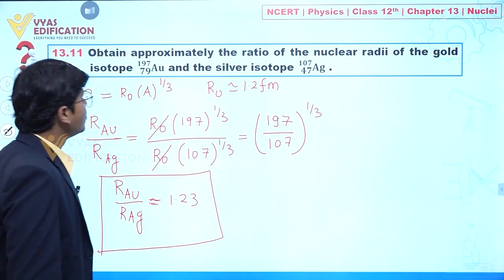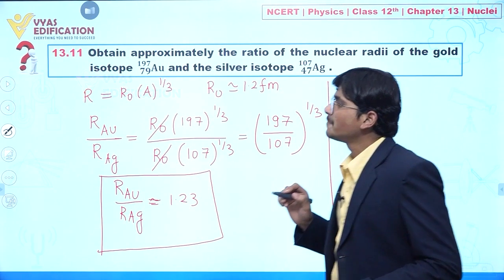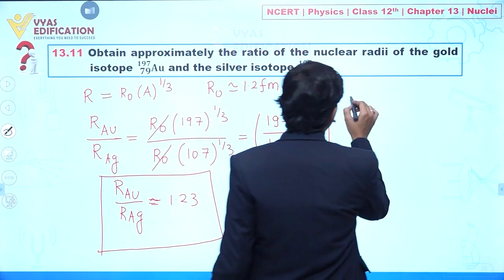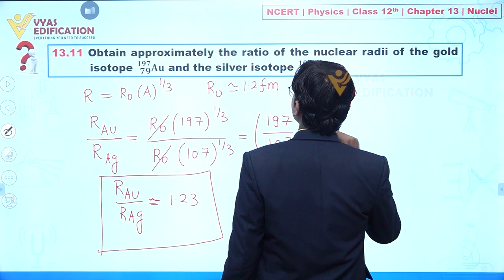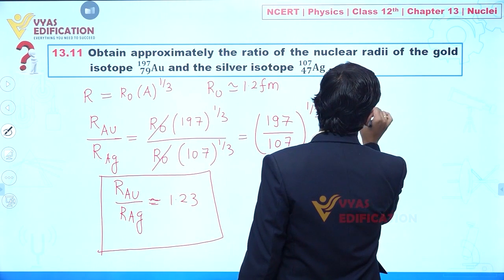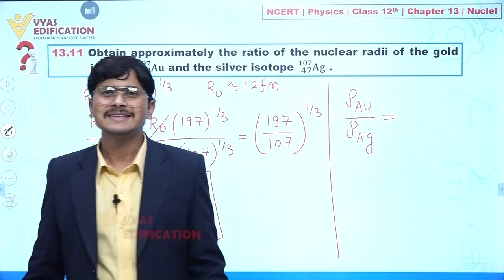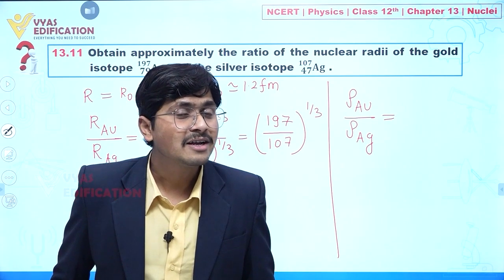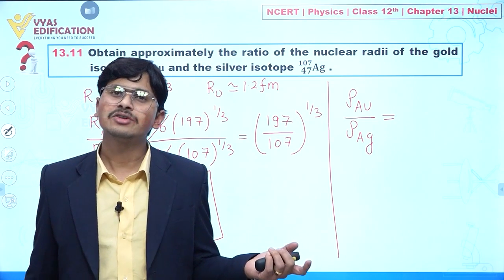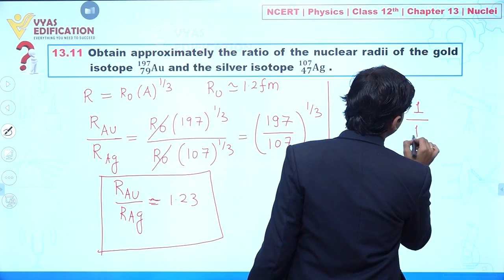Clear to everyone? Let's suppose I ask you one more question: find the ratio of nuclear density of both isotopes. It means I am asking you about density, nuclear density. I am just talking about nuclear density, not mass density. So nuclear density of gold over nuclear density of silver. If you have some knowledge of this chapter, you can say, sir, nuclear density does not depend on the radius. So directly you can say this ratio is 1:1.